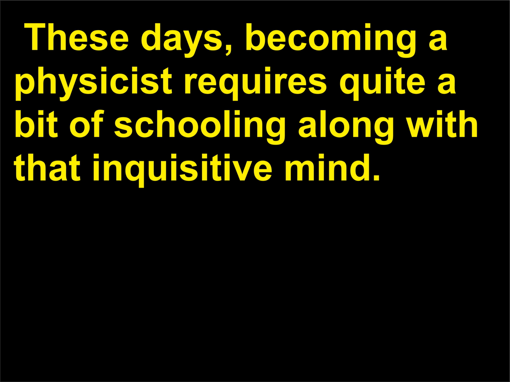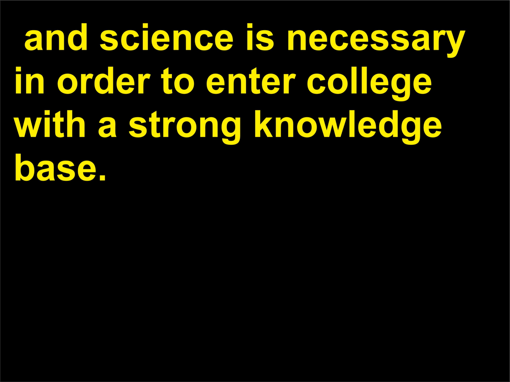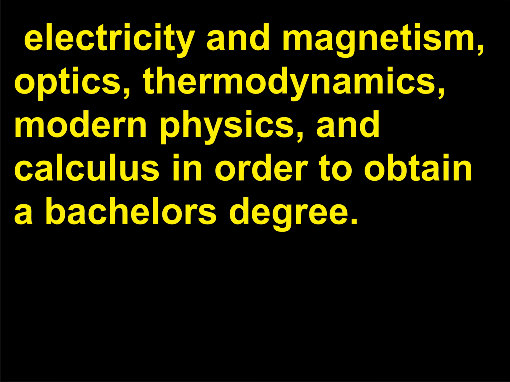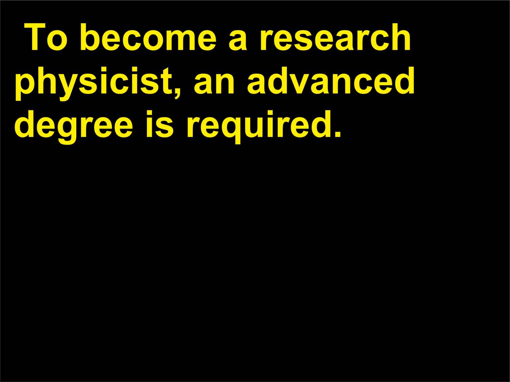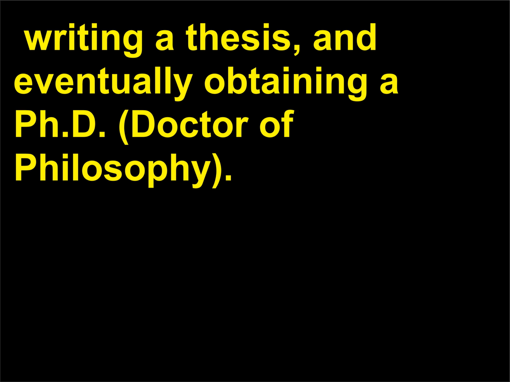These days, becoming a physicist requires quite a bit of schooling along with that inquisitive mind. In high school, a strong academic background including mathematics, English, and science is necessary in order to enter college with a strong knowledge base. Once you are a physics major in college, you will take courses such as classical mechanics, electricity and magnetism, optics, thermodynamics, modern physics, and calculus in order to obtain a bachelor's degree. To become a research physicist, an advanced degree is required. This means attending graduate school, performing research, writing a thesis, and eventually obtaining a PhD, Doctor of Philosophy.